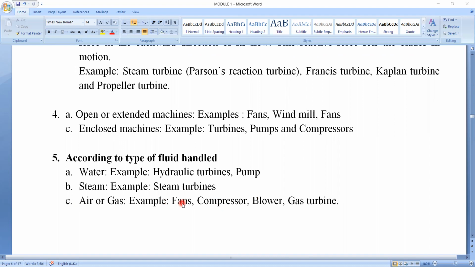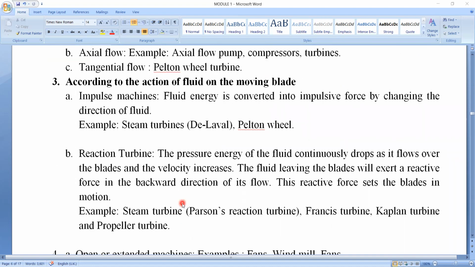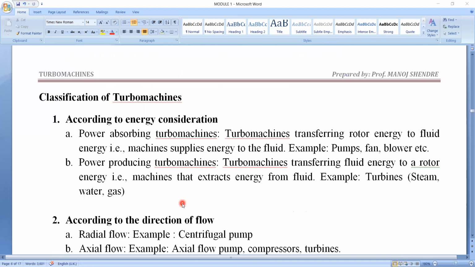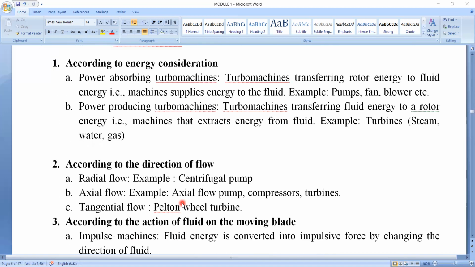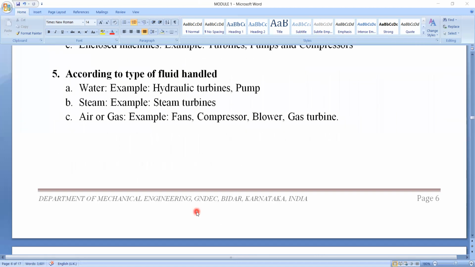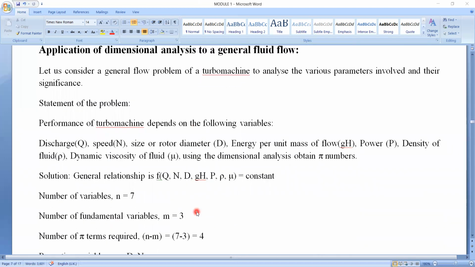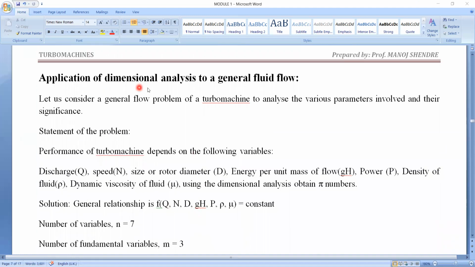Is that clear? So this is the most expected question in exams. The question will be like this: define turbo machine and give the classification of turbo machines. This discussion is also important from the competitive examination point of view. I tried my level best to discuss more and more points asked in previous year competitive examinations as well. Okay, fine. The next topic is dimensional analysis, or application of dimensional analysis to general fluid flow. This will be discussed in the next video lecture.